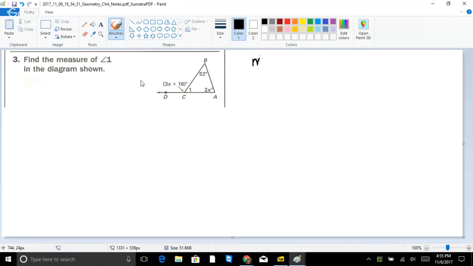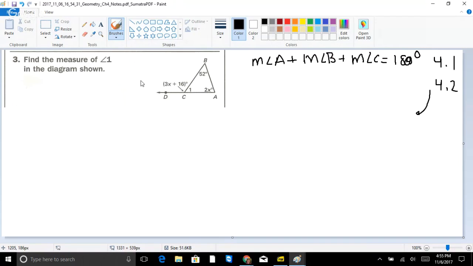We know that the measure of angle A plus the measure of angle B plus the measure of angle C, so all my interior angles, equals 180 degrees. It's like your favorite new number, right? 180 degrees. We know that from theorem 4.1.